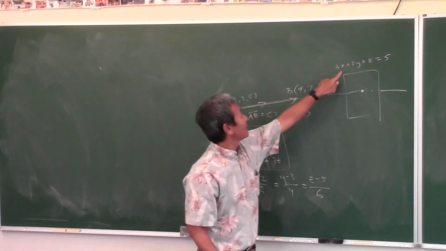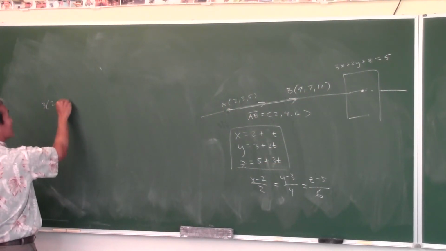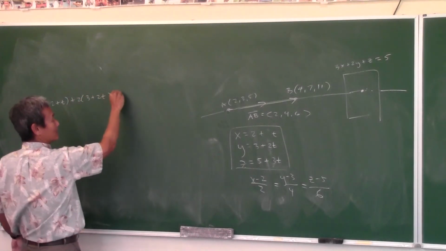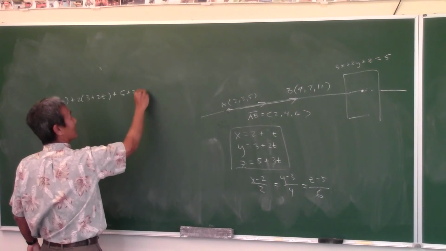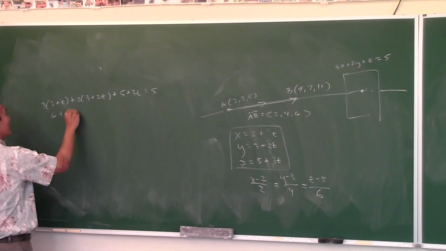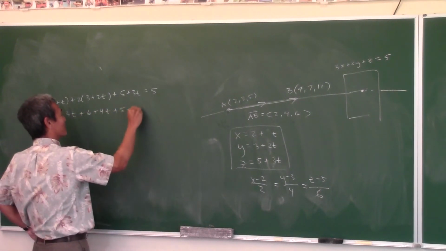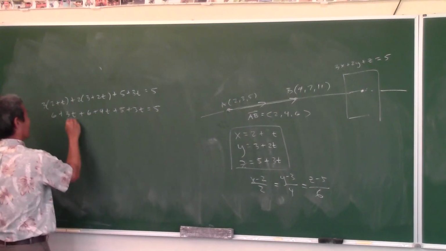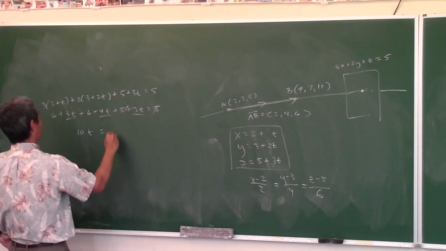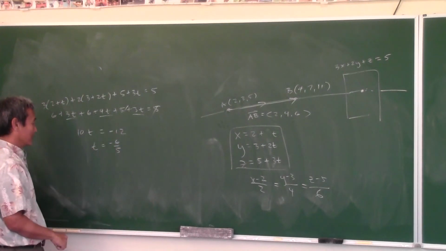Take these things, plug it into the equation of the plane, and so you get 3 times 2 plus t, plus 2 times 3 plus 2t, plus z, which is 5 plus 3t, equal 5. Solve this equation. 6 plus 3t, plus 6 plus 4t, plus 5 plus 3t, equal 5. 10t is equal to negative 12. T is equal to negative 6/5.